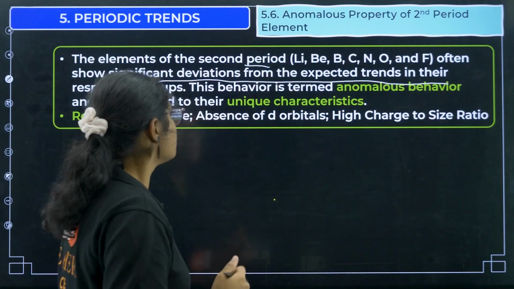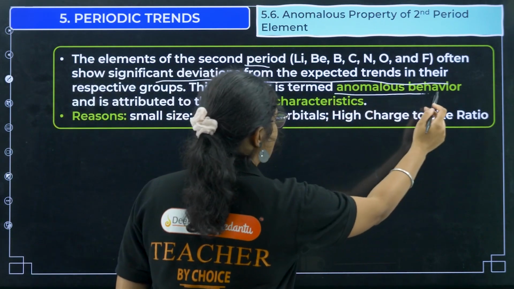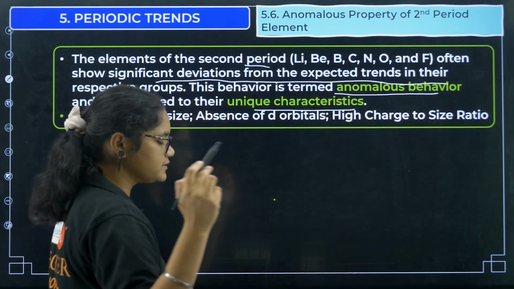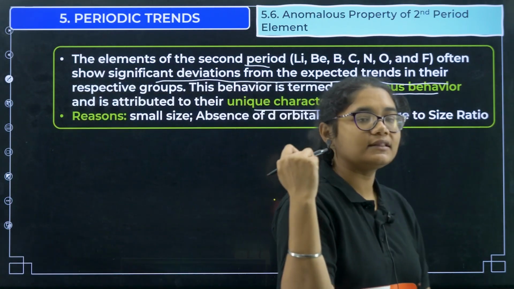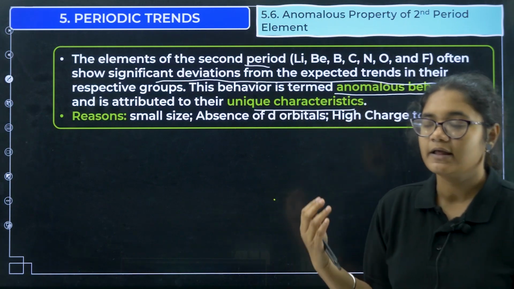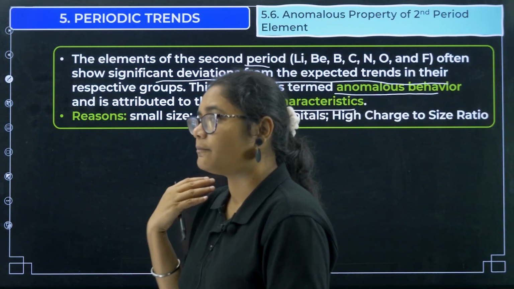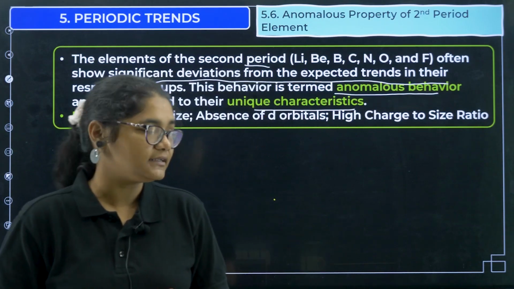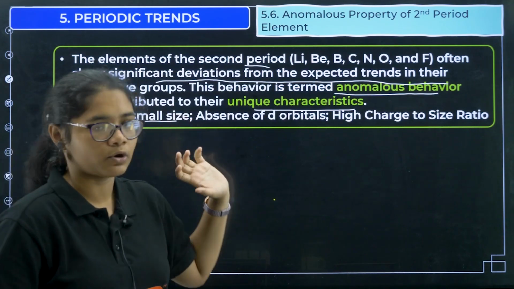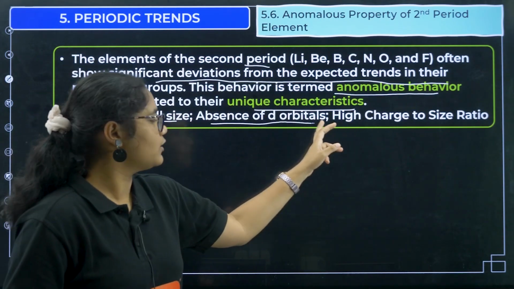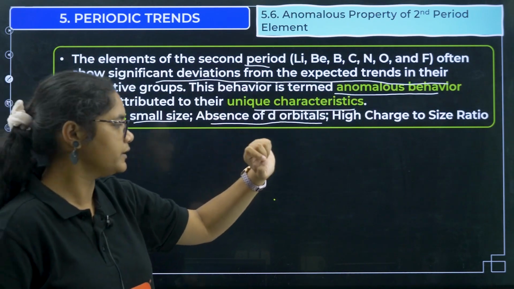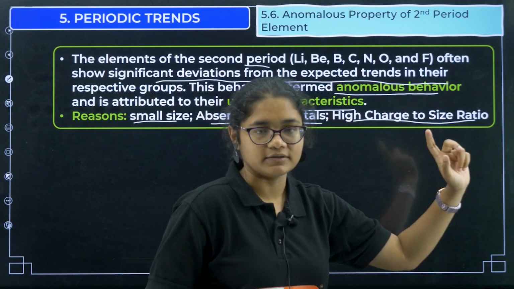This behavior is called anomalous behavior, and it is attributed to their unique characteristics. Something unique is present in the elements of the second period, which is why they behave very differently from the other members of their group. What are these reasons? The reasons are their small size, their absence of d orbitals, because they have only 2s and 2p and no d orbital, and high charge to size ratio.